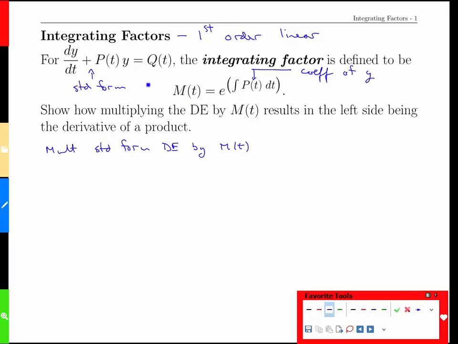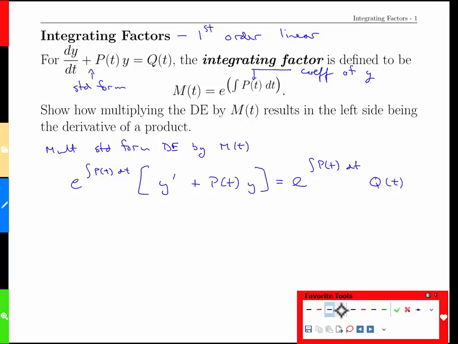We're going to literally take this m and multiply it through. So we're going to have e to the integral of p of t times y prime plus p of t times y. That's multiplying on the left. Then we have our equals q. And there we just have the product of q with that exponential. Now, that doesn't seem particularly helpful yet until we get to the next stage.